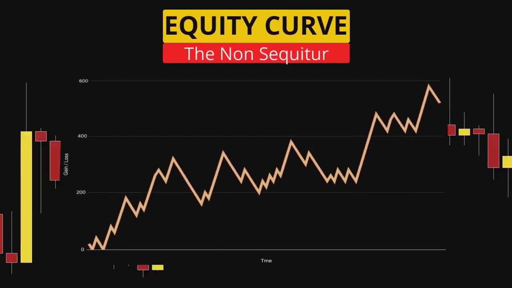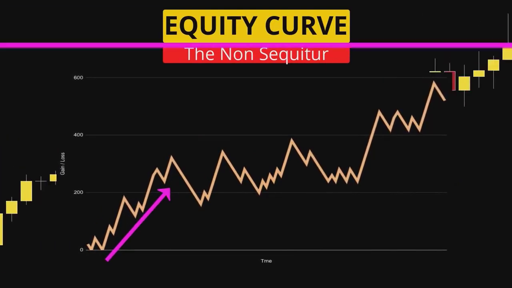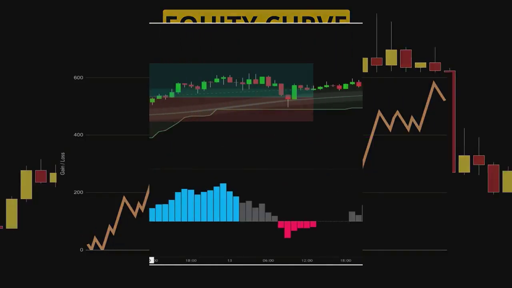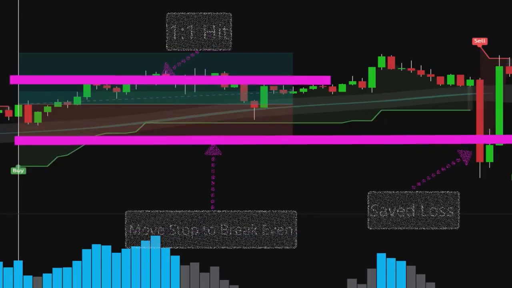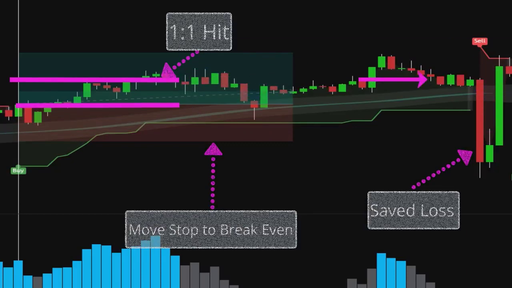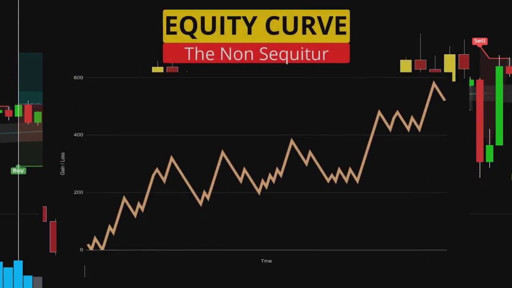You can see the equity curve here gets you into the green fast and then consolidated for about half the test. This could be mitigated by moving the stop to break even at 1 to 1. In that case, setups like this one would have been profitable, thus blunting the downward force of the account balance.